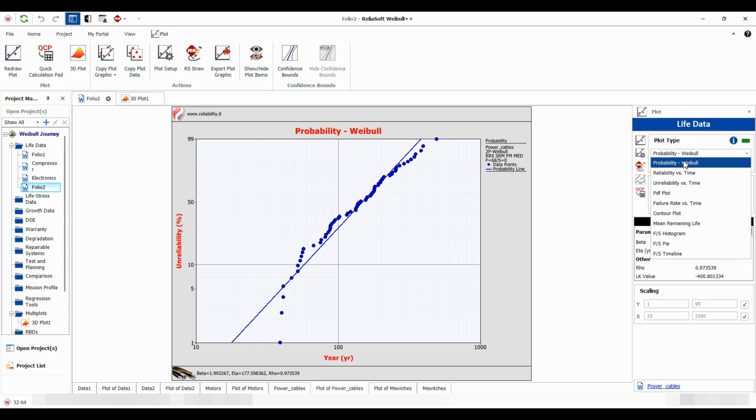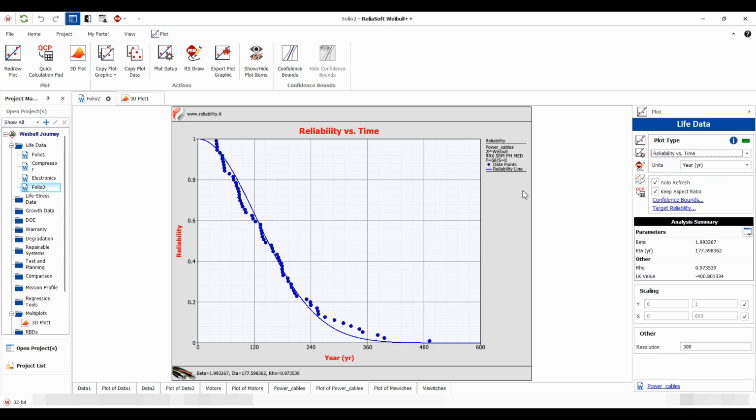Or we could look at it on a positive domain and look at the reliability graph and extract the probability of survival, or the reliability of our product after a specific time. And of course we could apply a confidence band to that chart.